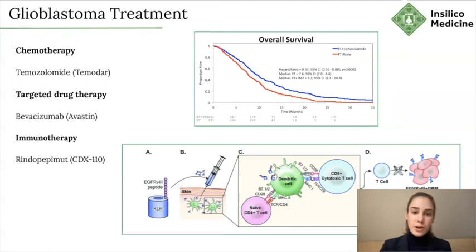From targeted drug therapy, there is bevacizumab, also known as Avastin, which is designed to block VEGF. Blocking VEGF may prevent the growth of new blood vessels, including normal blood vessels and blood vessels that feed tumors. And regarding immunotherapy, Erinda is a peptide-based vaccine targeted against EGFR surface antigens. And in the image on the right, you can see its mechanism of action.